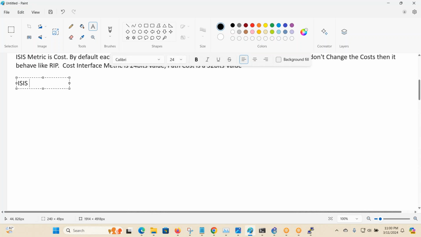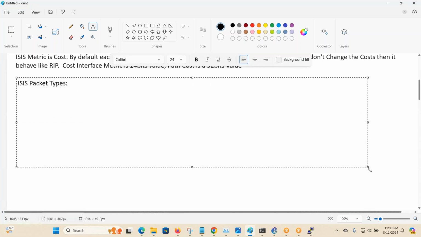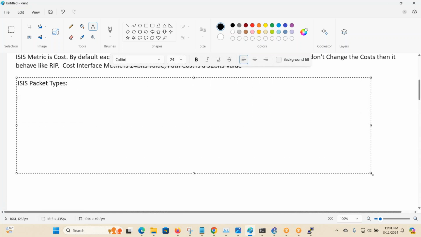ISIS packet types. The first packet type is hello packet. The second packet type is called CSNP. The third one is called PSNP. The fourth one is called LSP. So these are the four packet types. So first of all, hello packet.